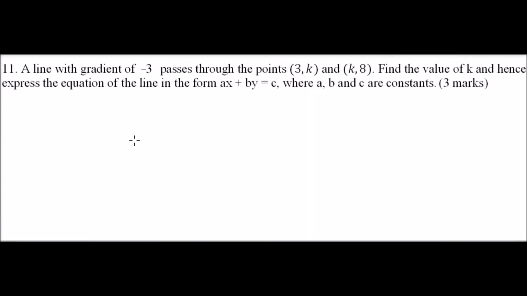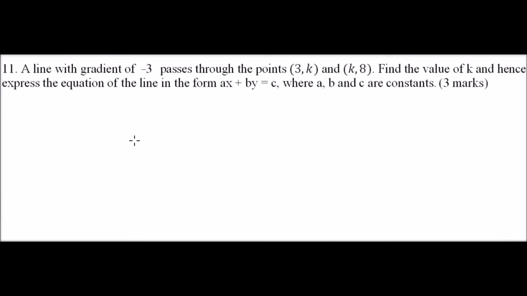In this question, we are told a line with a gradient minus 3 passes through the points (3, k) and (k, 8). Find the value of k and hence express the equation of the line in the form ax plus by is equal to c, where a, b, and c are constants. You get 3 marks.